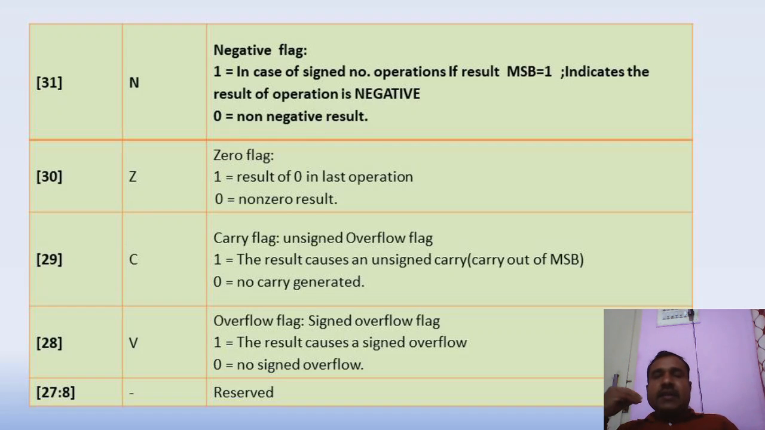The next flag is V, which stands for overflow flag, and sometimes it is also called the signed overflow flag. This bit is useful in signed operations. If this bit is 1, a signed operation has resulted in carry or overflow. If this bit is 0, no signed overflow has taken place. Bits 27 to 8 are reserved for future usage.